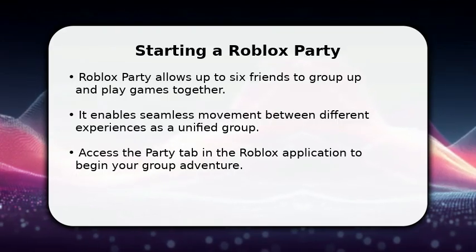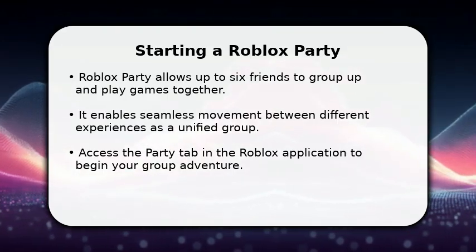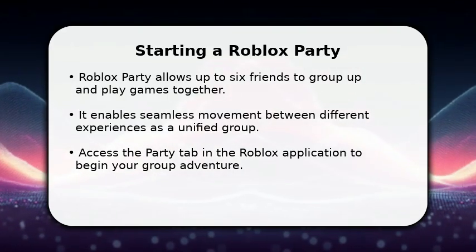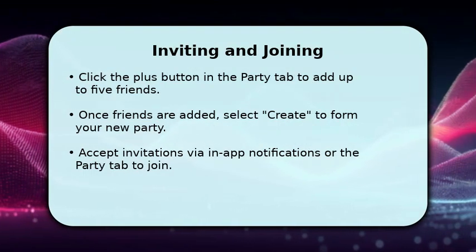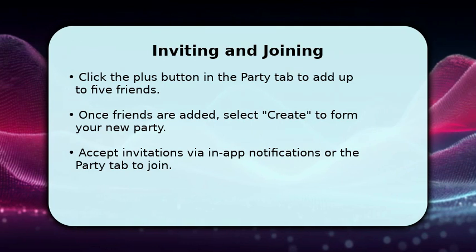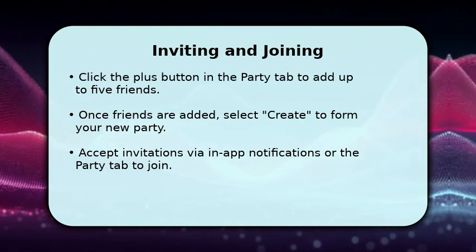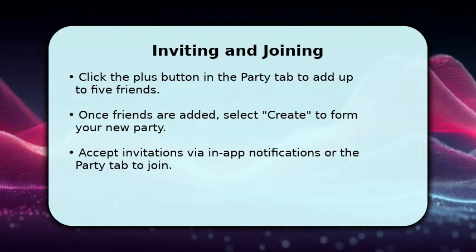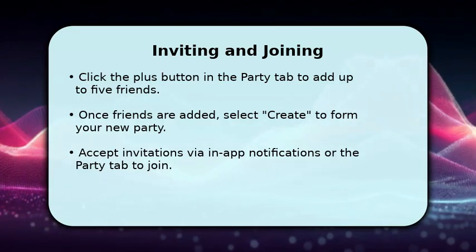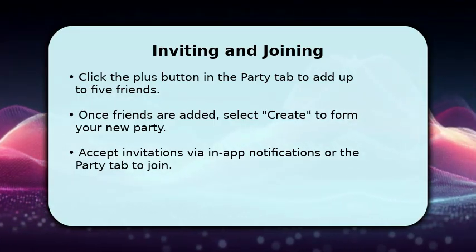To start, simply open your Roblox application and navigate to the dedicated Party tab. Once in the Party tab, look for the plus button to invite your connections. You can add up to 5 friends to your party, creating a group of 6 players. After selecting your friends, hit Create to officially start the party.